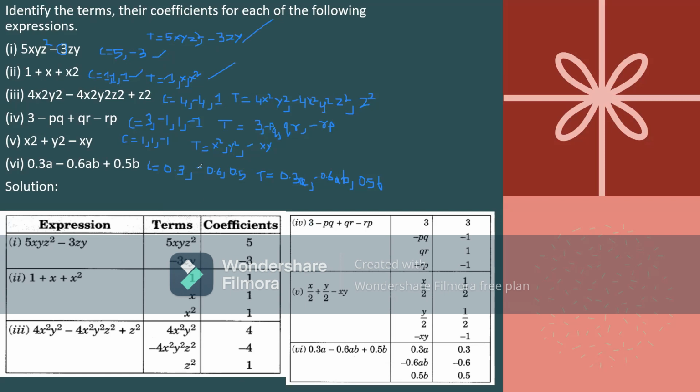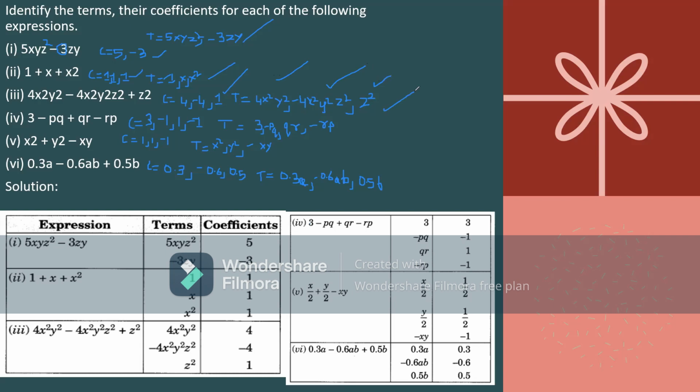So next one, third one. What are the coefficients? 4, minus 4, and 1. What are the terms? 4 x squared y squared, minus 4 x squared y squared z squared, and z squared. If you have written this, then you're right.